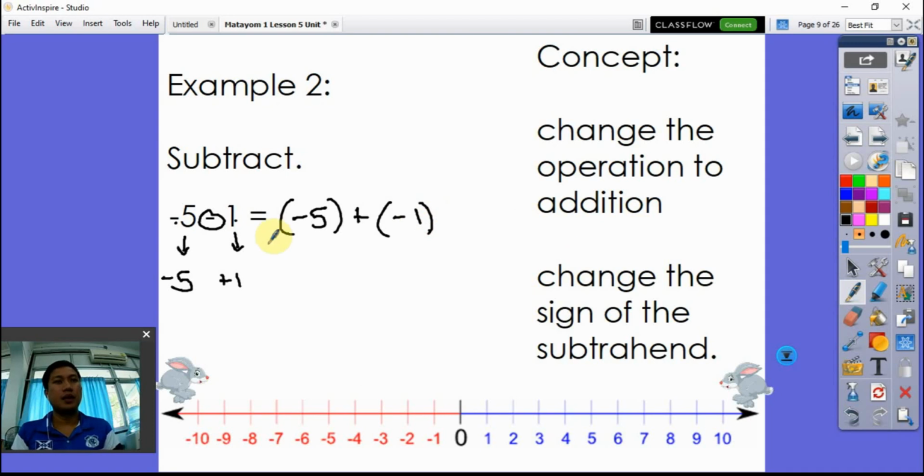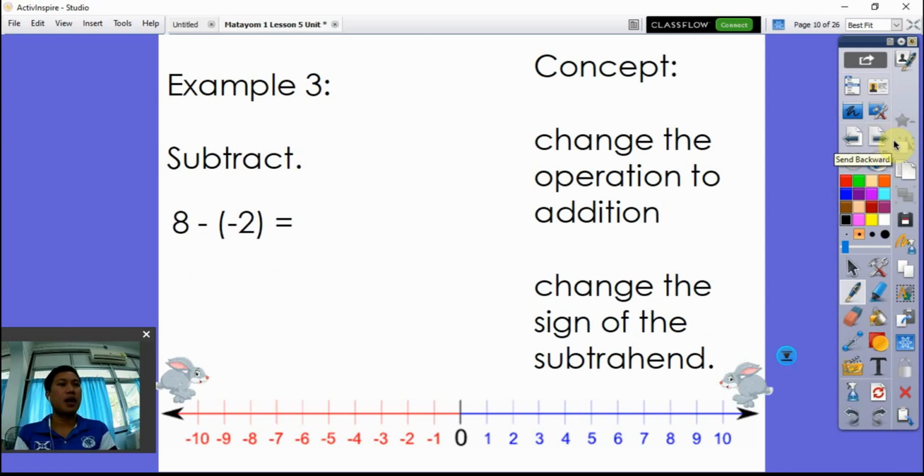Now, since they are both the same signs, we can use our concept number 1. Add normally. 5 plus 1 equals 6. Write their signs at the end. So both of them are negative, so we will write negative before 6. Okay, and negative 6 is our final answer.